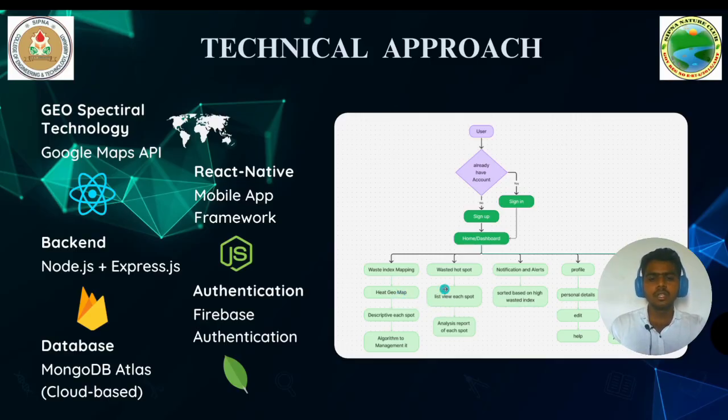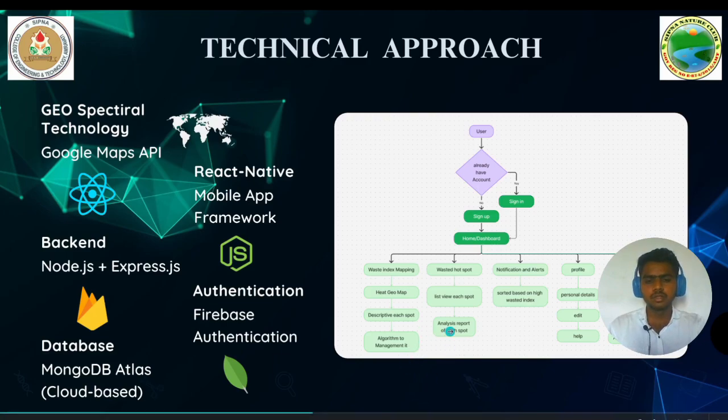Then we have the waste hotspot. It shows a point map of the locations where waste is collected in large amounts, and it will alert the system, meaning the higher authority, on where and how to manage that waste.